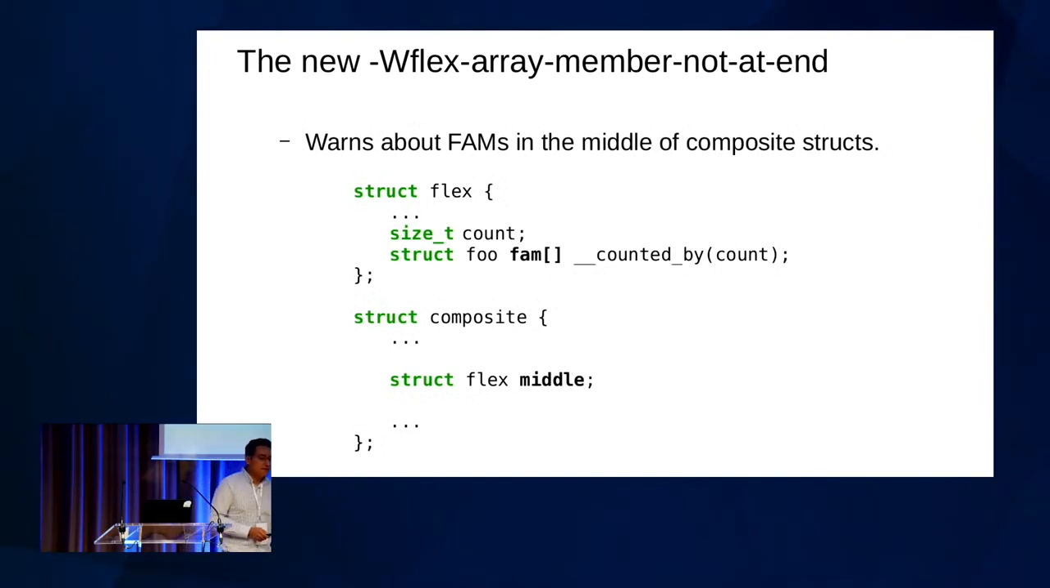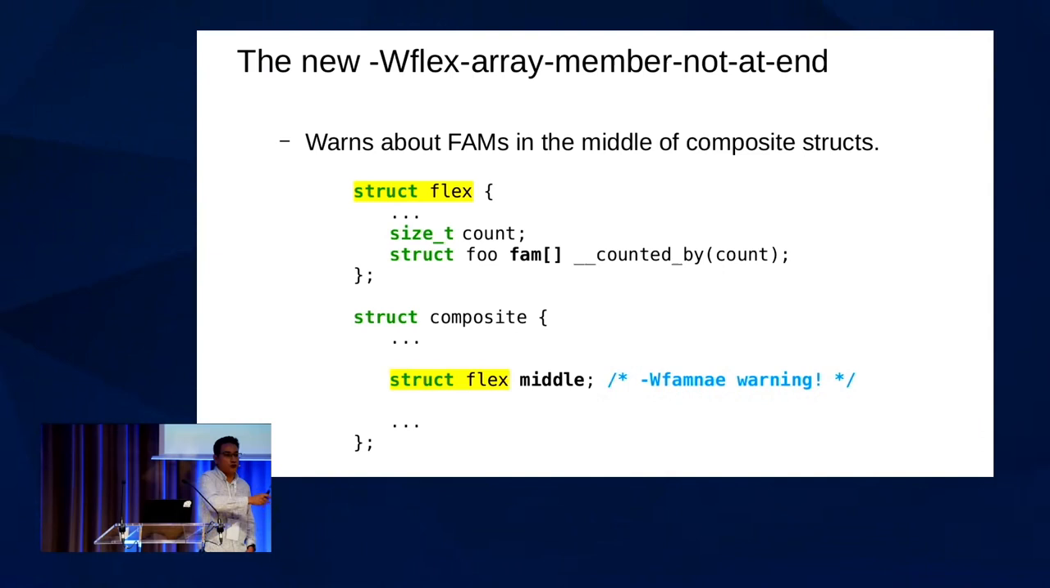So basically, when we enable this compiler option, the compiler is going to complain if we have a flexible structure, in this case struct flex, in the middle of a composite structure, right? So in this case, we have our flexible structure, which contains a flexible array member. And we just declare an object of the type of this structure in the middle of struct composite. So yeah, that's a warning.